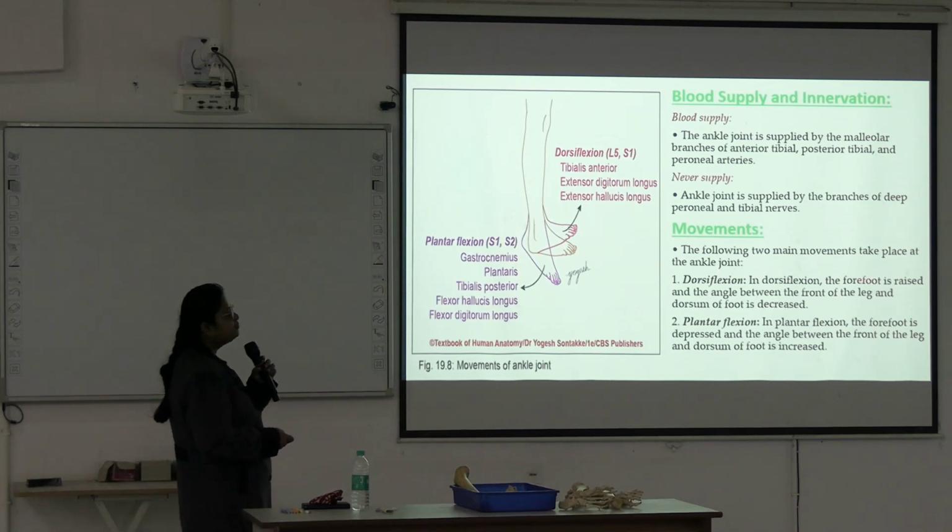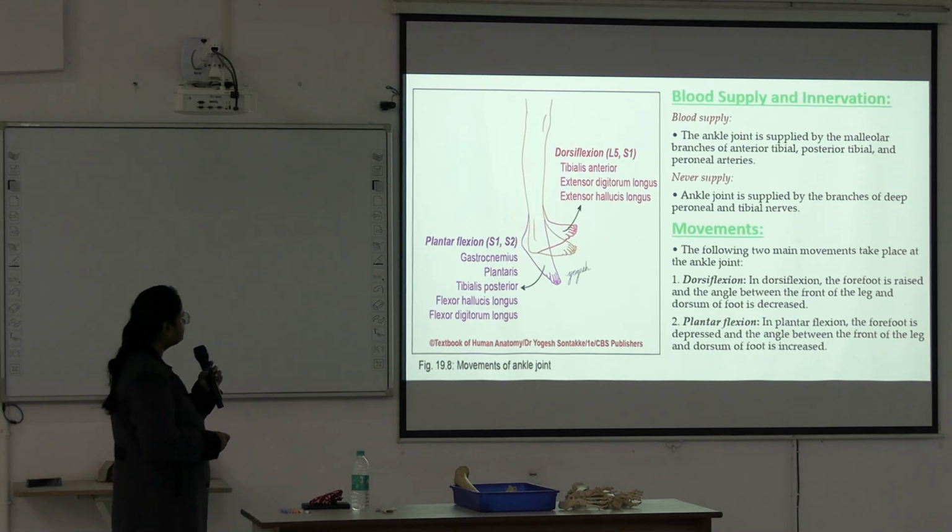The following two main movements occur in the ankle joint: dorsiflexion and plantarflexion. See this position, the red colored one, this is dorsiflexion. It is done by tibialis anterior, extensor digitorum longus, extensor hallucis longus, and this dorsiflexion has root value L5, S1. And this is plantarflexion. In the dorsiflexed position the ankle joint is most stable, and in the plantarflexed position it is most unstable.